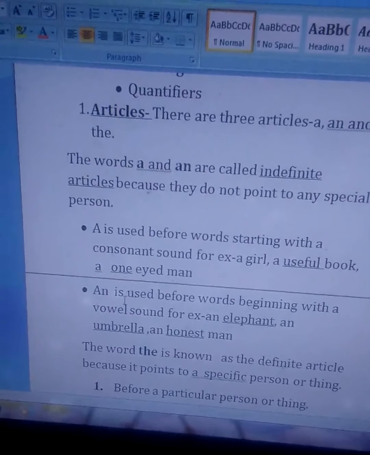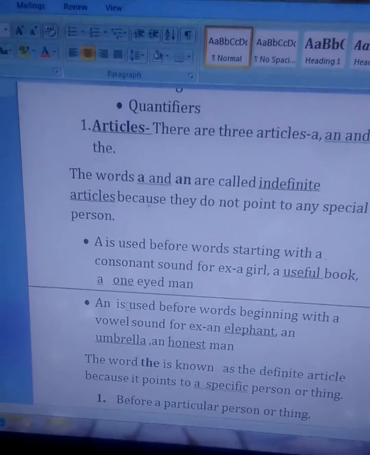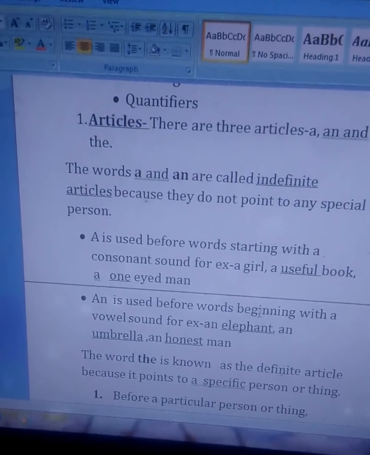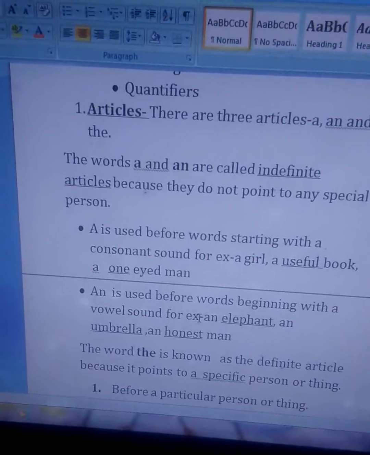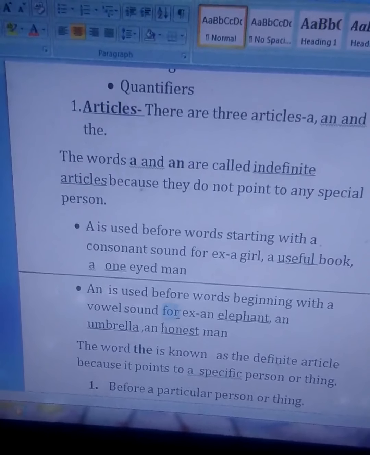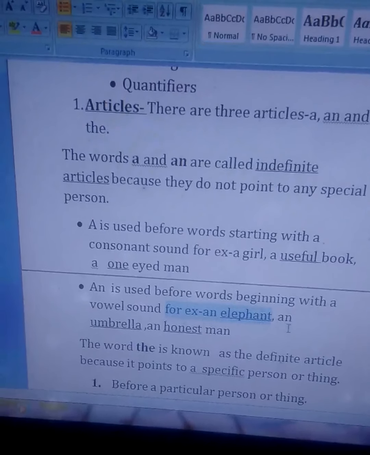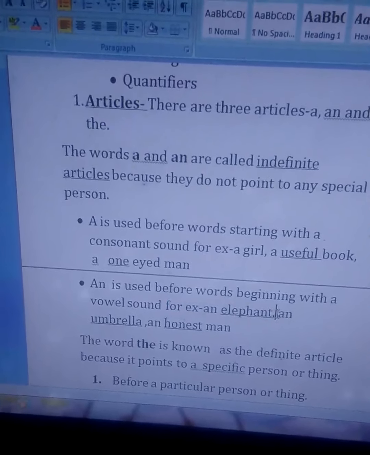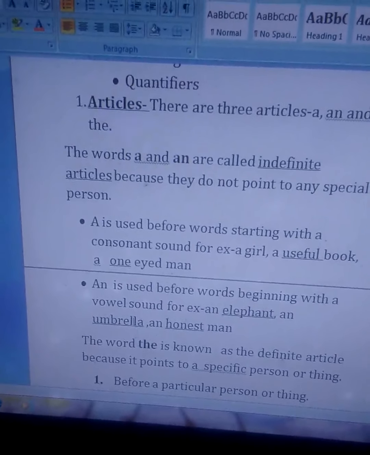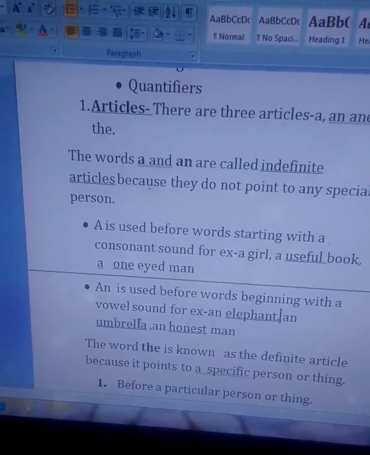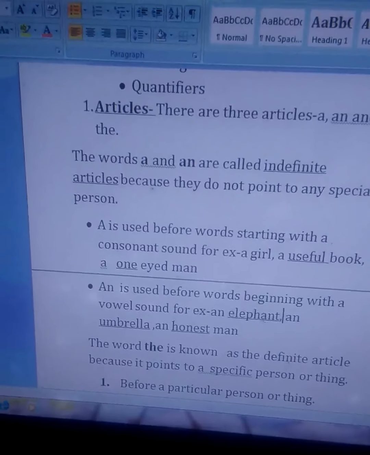Next is an. An is used before words beginning with a vowel sound. For example, an elephant, an umbrella, an honest man. They begin with the sounds of a, o. So we have used an.